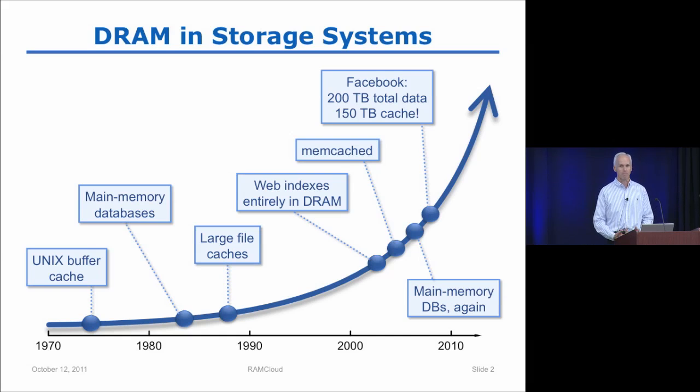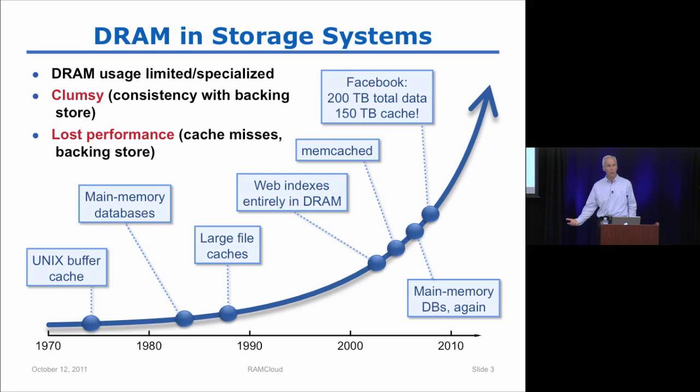And of course, there's systems like Memcached that make it very easy to use memory for storing large amounts of information. And the large web indexes have been keeping everything in DRAM for ages, since the early 2000s. So DRAM in storage systems is not a new idea, but it's becoming fundamentally more and more pervasive.